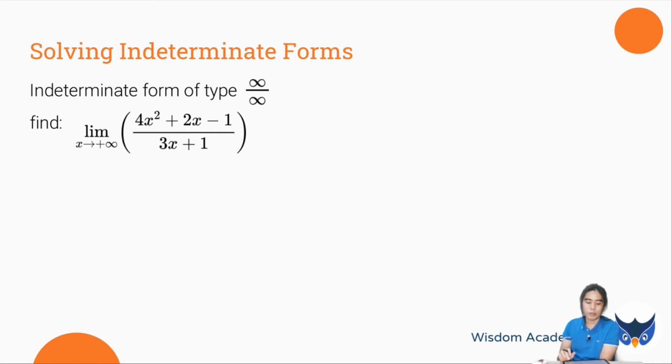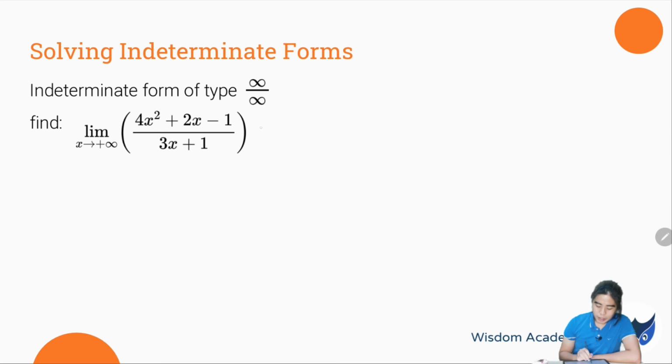Okay? So, now we will try to solve indeterminate forms of type infinity over infinity. So, i-try muna natin na i-substitute sila. So, alam natin from our previous video na pwede natin i-check agad yung leading terms. So, leading term sa numerator is 4x squared. So, 4 times positive infinity is positive infinity. And leading term sa denominator is 3x. So, 3 times positive infinity is positive infinity. So, indeed, infinity over infinity magiging sagot dito, which is an indeterminate form.